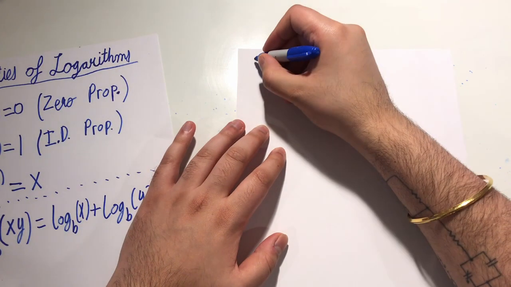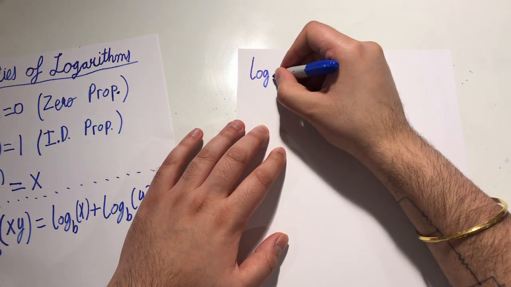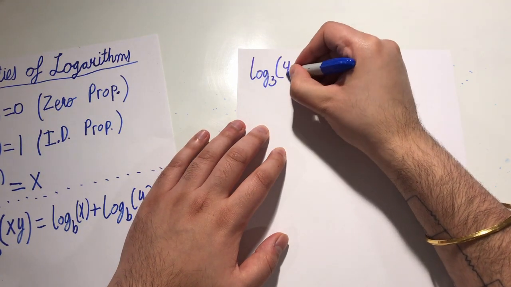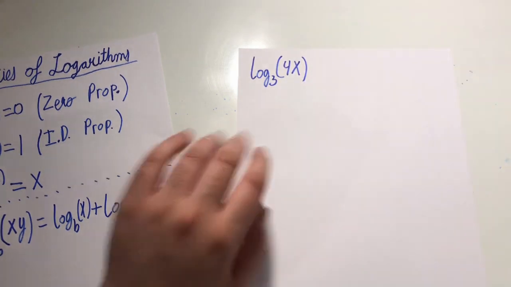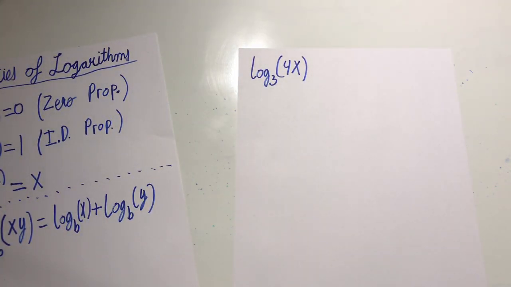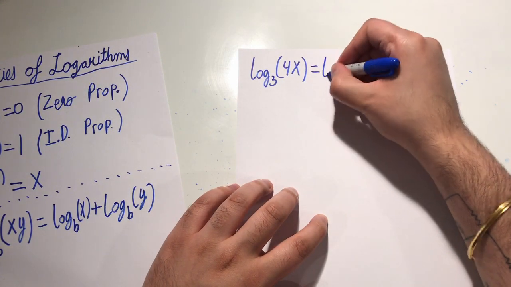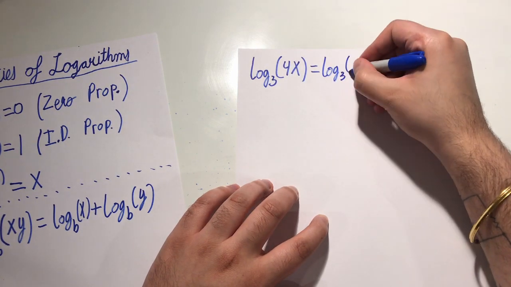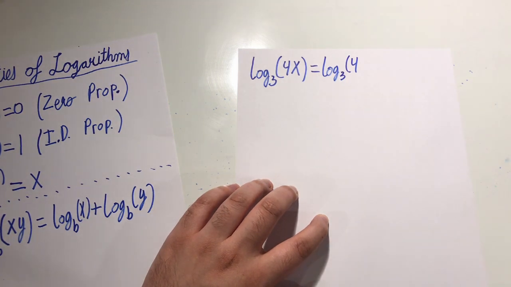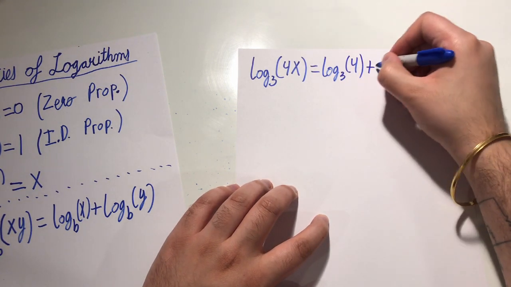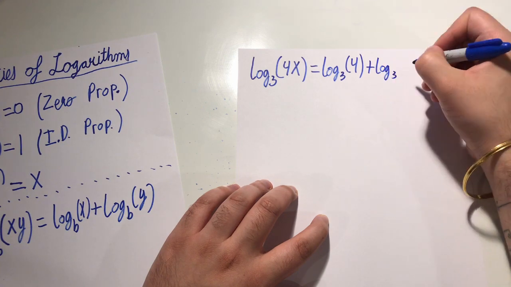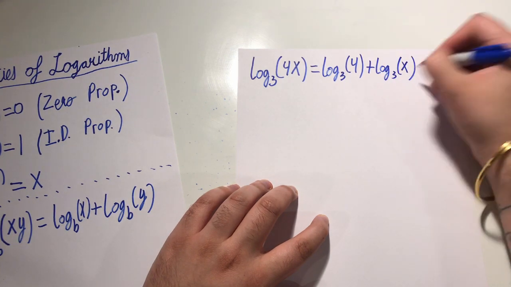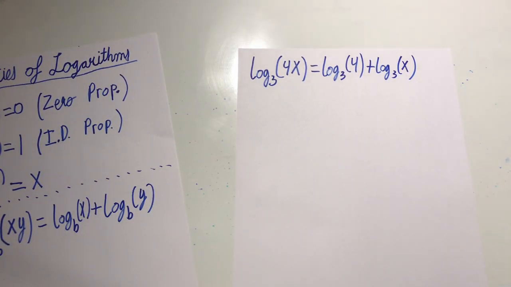So say I have something simple, logarithm base 3 of 4x. Okay? And I wanted to split that up, so I'm only left with just a single variable inside of a logarithm. Well, I can change that to becoming logarithm base 3, because that's the base we had before, of the first thing, which is 4, plus logarithm base 3 of the second thing, which was x. Right? So let's look at another example.